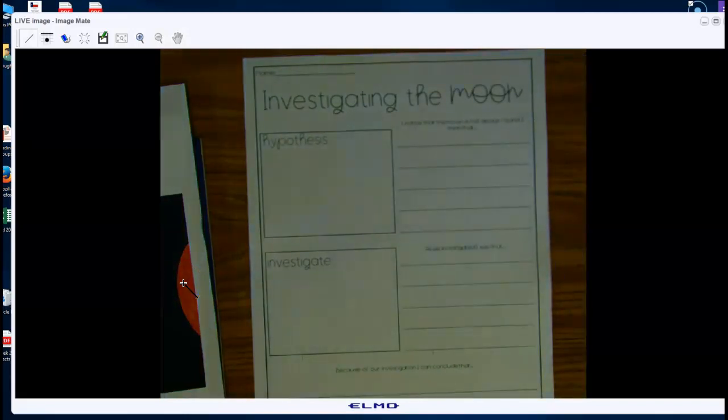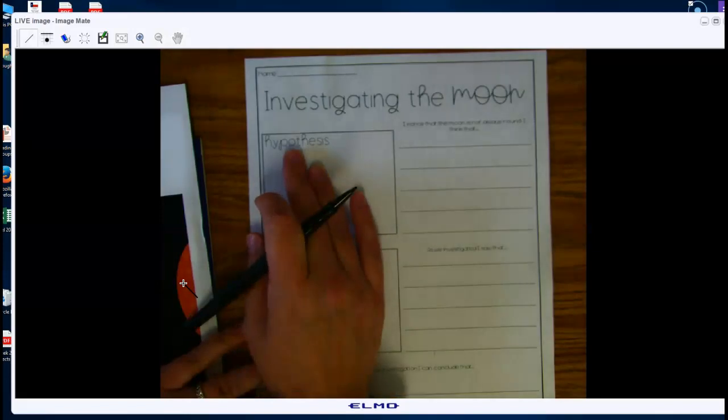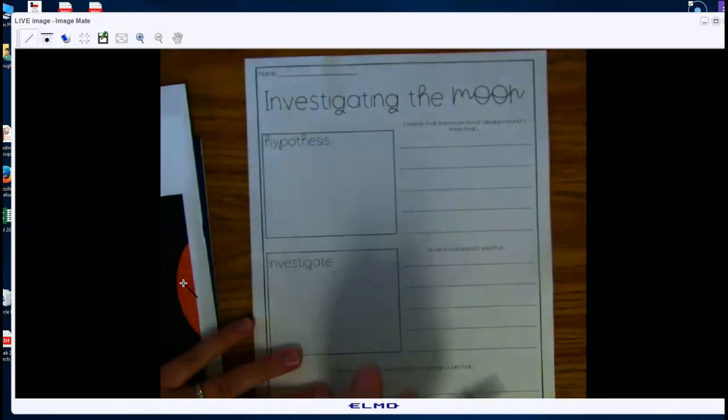Okay, so our investigation today is on the moon. We're going to watch a video about the moon and read a book about the moon in a minute, and we're going to talk about moon phases. But before we do that, I want you to come up with a hypothesis. Remember, a hypothesis is a good educated guess.